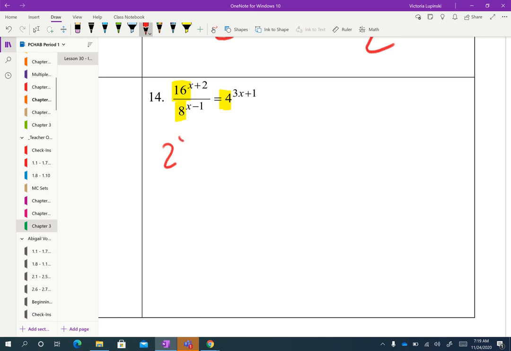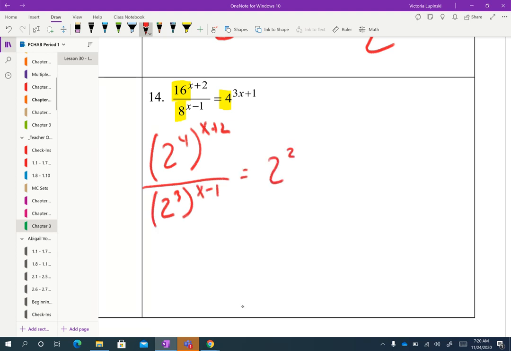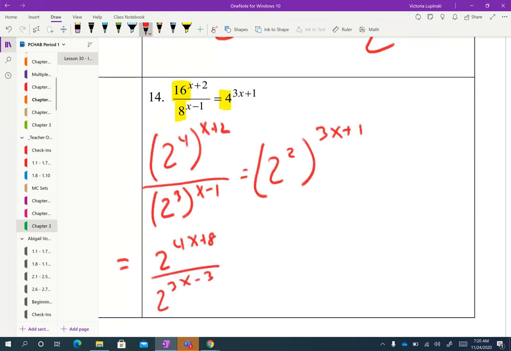So this would be 2 to the 4th to the x plus 2, 2 to the 3rd, and x minus 1, 2 to the squared to the 3x plus 1. So 2 to the 4x plus 8, 2 to the 3x minus 3. That's, of course, just the left side. Saving myself a step here, so I'm going to go ahead and subtract those.